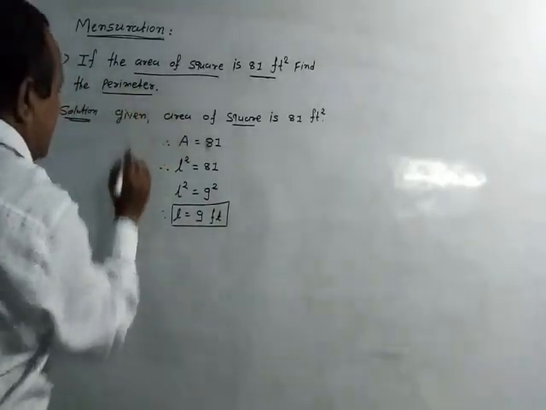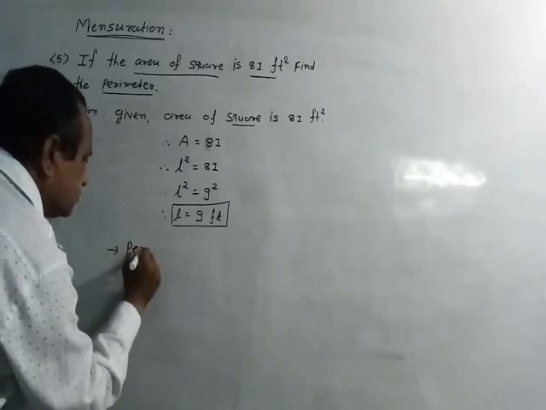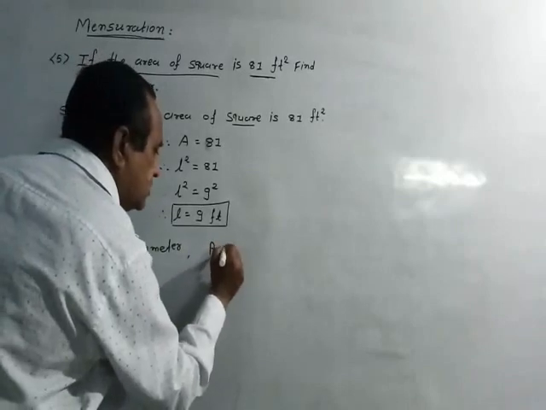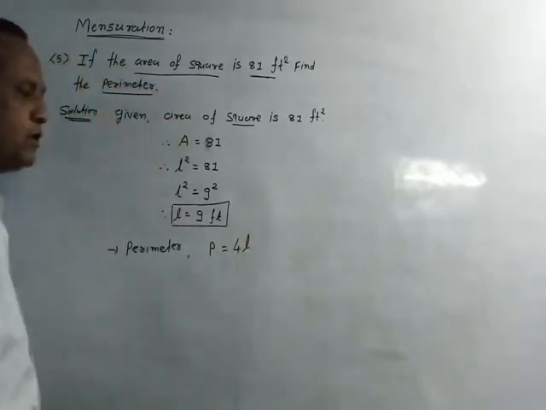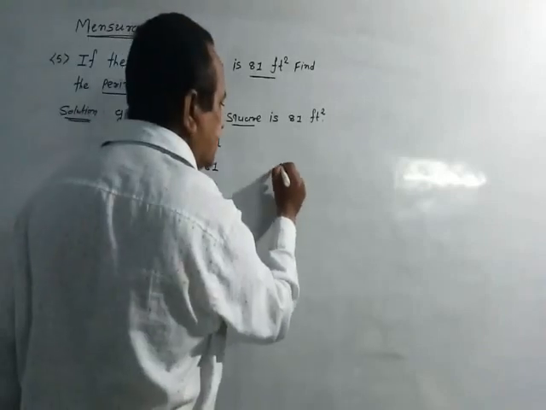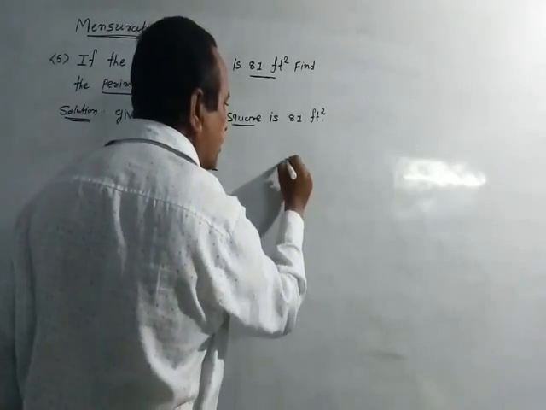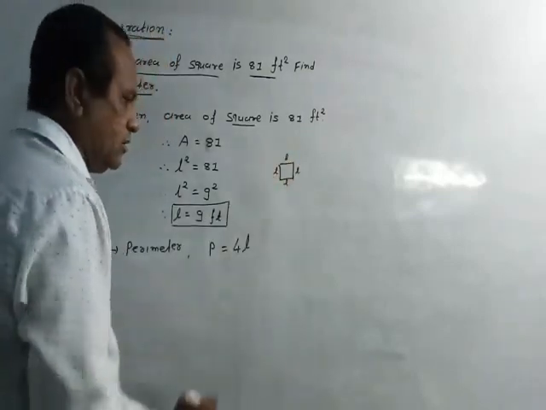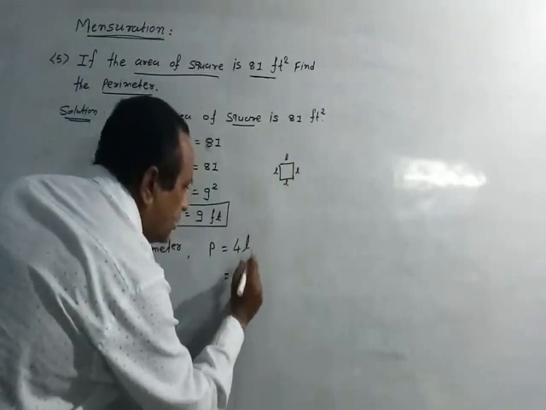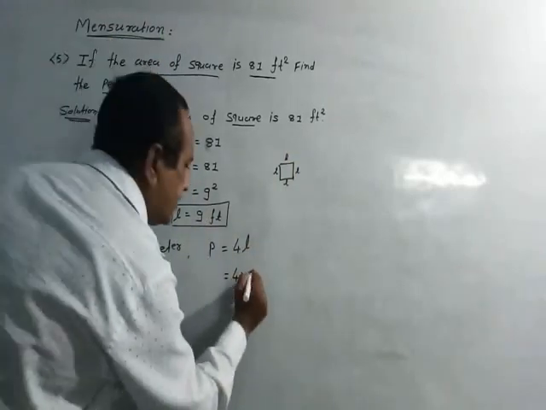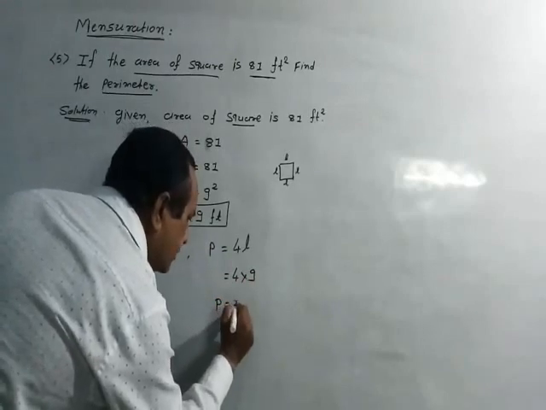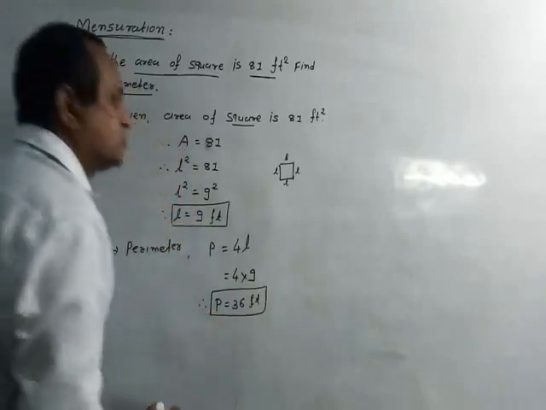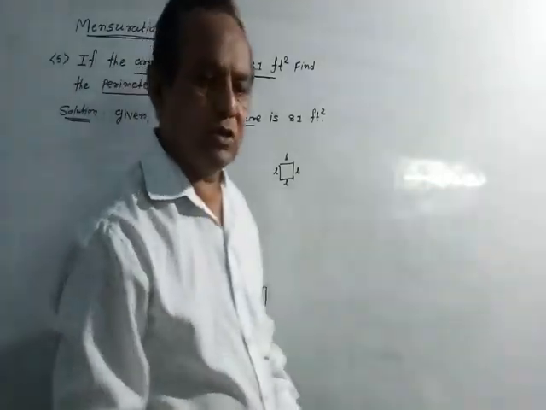So find the perimeter. Perimeter P is equal to 4 multiplied by L, because in a square all sides are equal. 4L, otherwise L plus L plus L plus L. Now 4 multiplied by L, 9, 4 nines are 36 feet. Then the perimeter is 36 feet. So set number A is over.